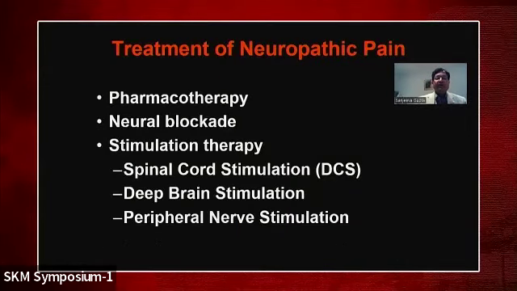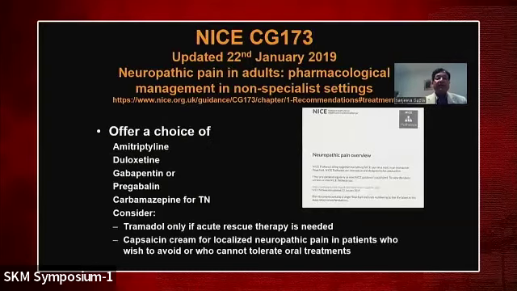Moving on, once we've understood the etiology, causes, and how to diagnose neuropathic pain, and say we have diagnosed the neuropathic pain, let us see how we can treat it using pharmacotherapy, neural blockade, or stimulation therapy. NICE guidelines CG 173 suggested that if neuropathic pain is suspected, offer a choice of amitriptyline, duloxetine, gabapentin, or pregabalin.